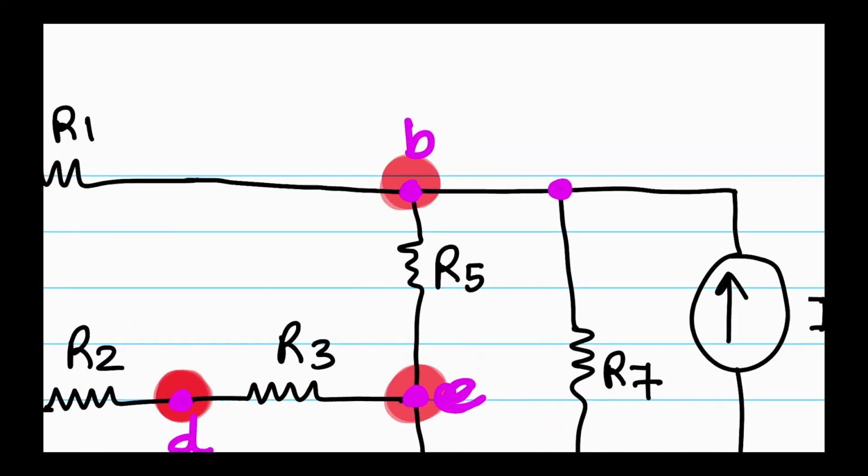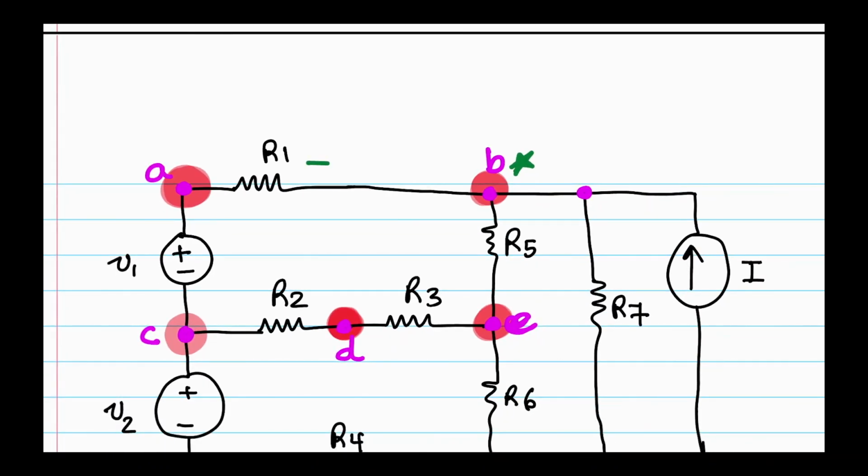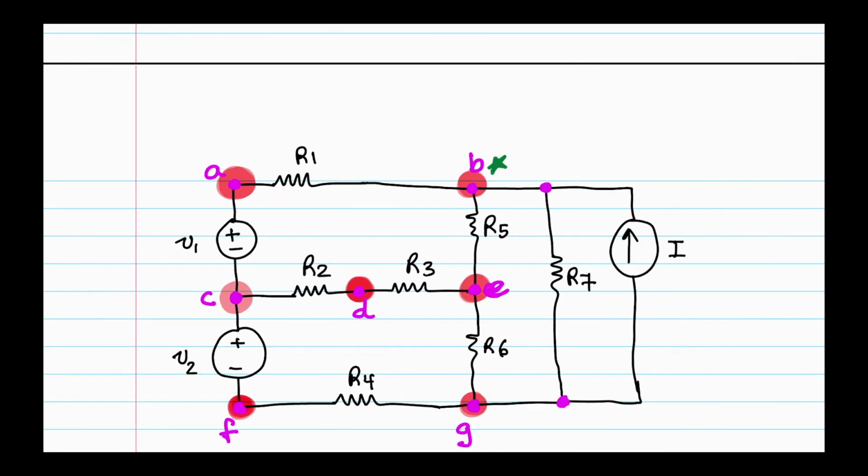Let's start with B. So B is certainly an essential node, right? I'm going to show it with a star. Okay, B is an essential node because R1 is meeting, R5 is meeting, I1 is meeting at the same node, and R7 are meeting at the same node. So both of these nodes, this node and B, I'm calling them the same node, right? So B is an essential node because more than one elements are joining. A is not an essential node, right? Because there's only two elements joining there.